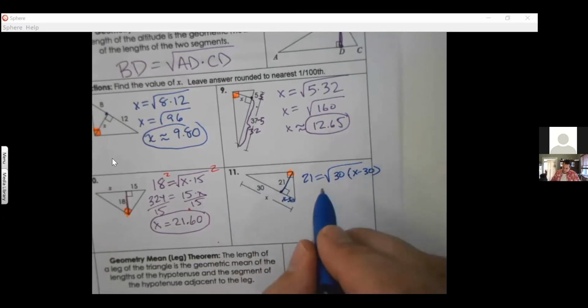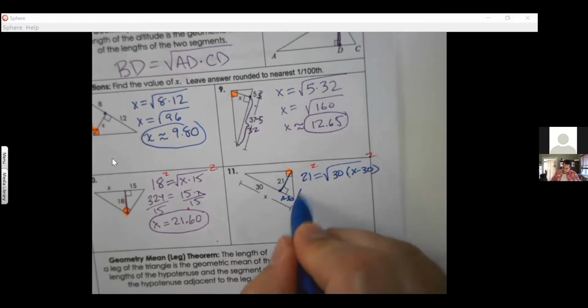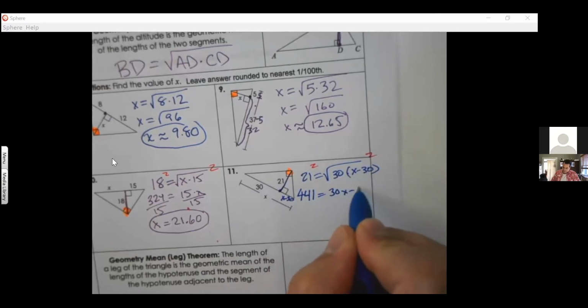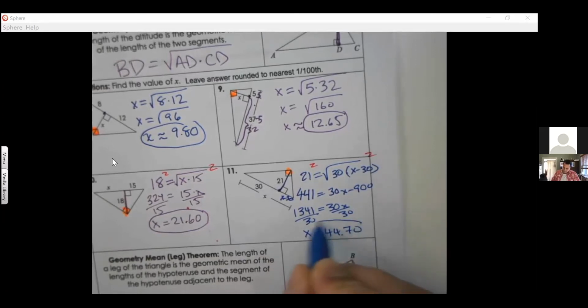Again, I've got the square root there, so I'm going to have to square both sides. 21 squared is 441. This will now just distribute through. Add 900. 1341 equals 30x. Divide by 30. X equals 44.70.